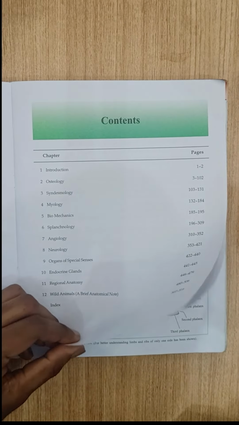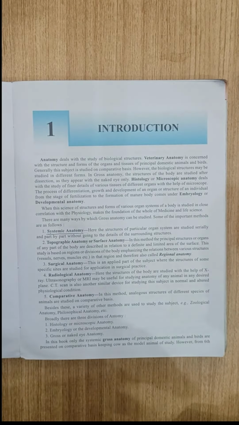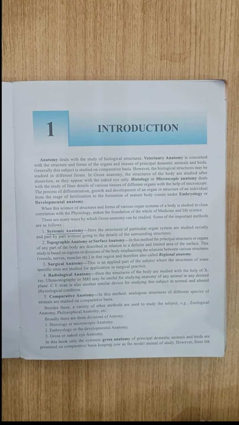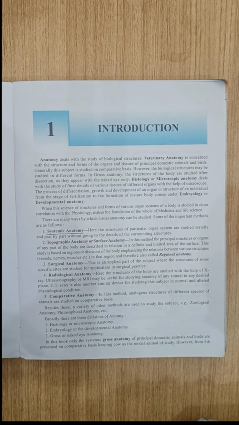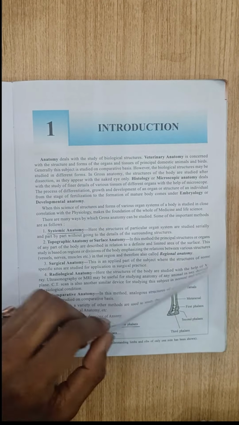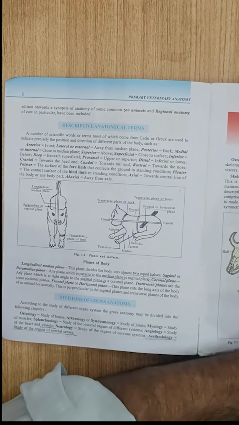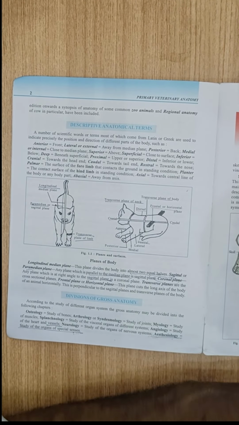Moving forward to the first chapter. As you can see, the first chapter has, and you will also find these in other chapters, the bold part, and some of the portion is in italics, which helps you during your study, so you can mark these. Now moving forward, let us discuss these descriptive anatomical terms.